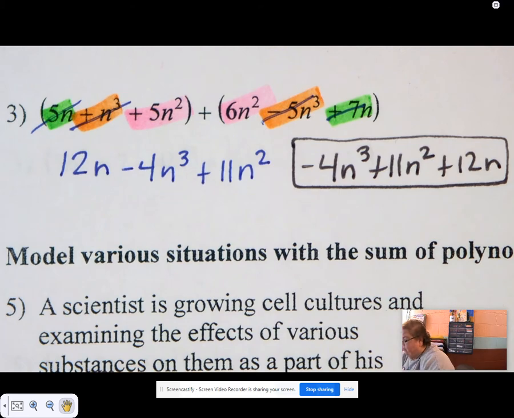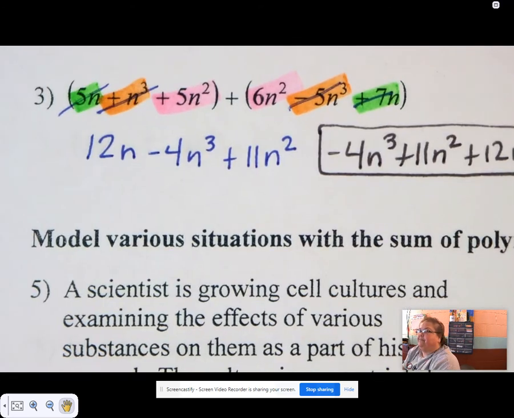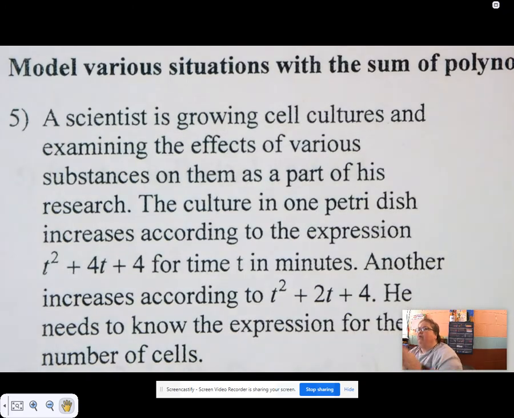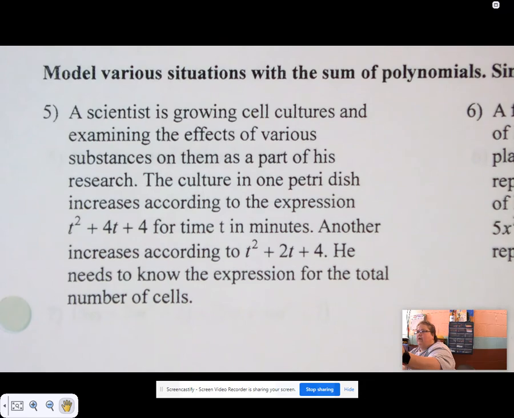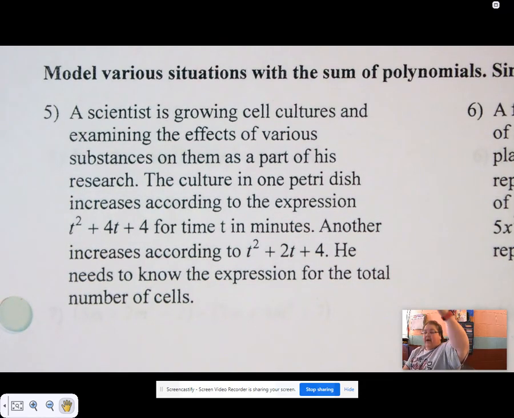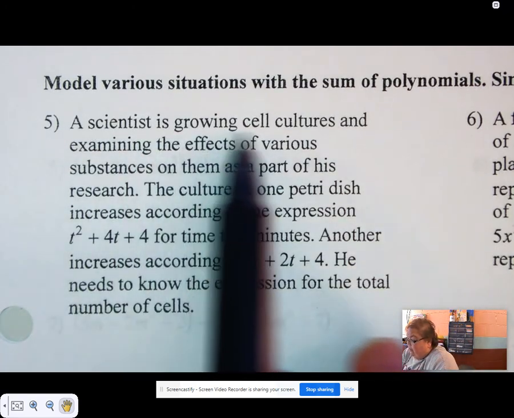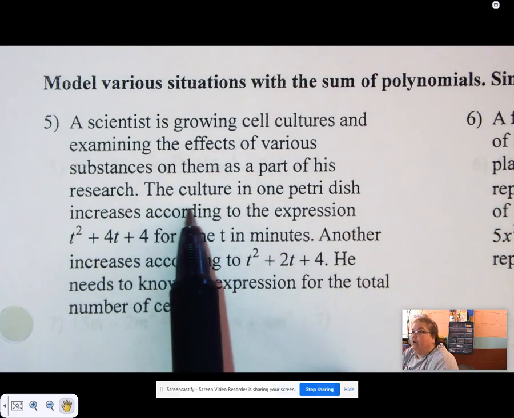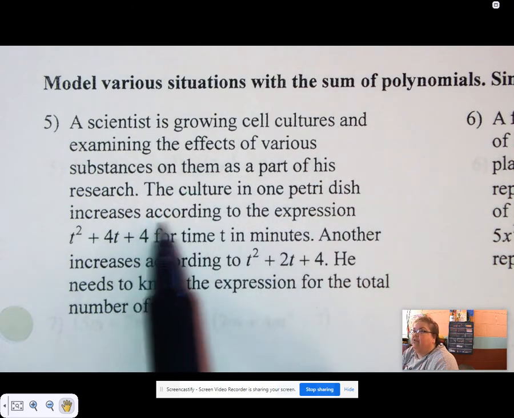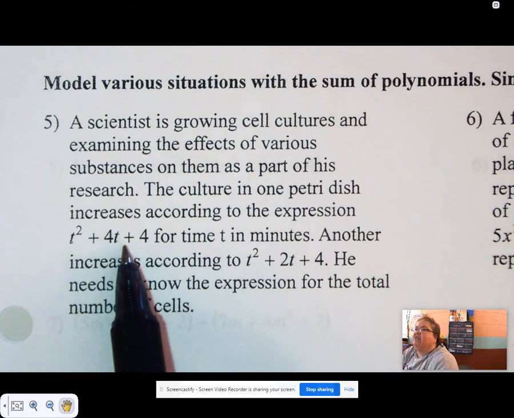Okay. So we're going to look at example number 5. And what we're looking for in our modeling questions is, am I adding or subtracting? That's what I'm looking for, because they're still polynomials. So a scientist is growing cell cultures. The culture in one petri dish increases according to the expression.